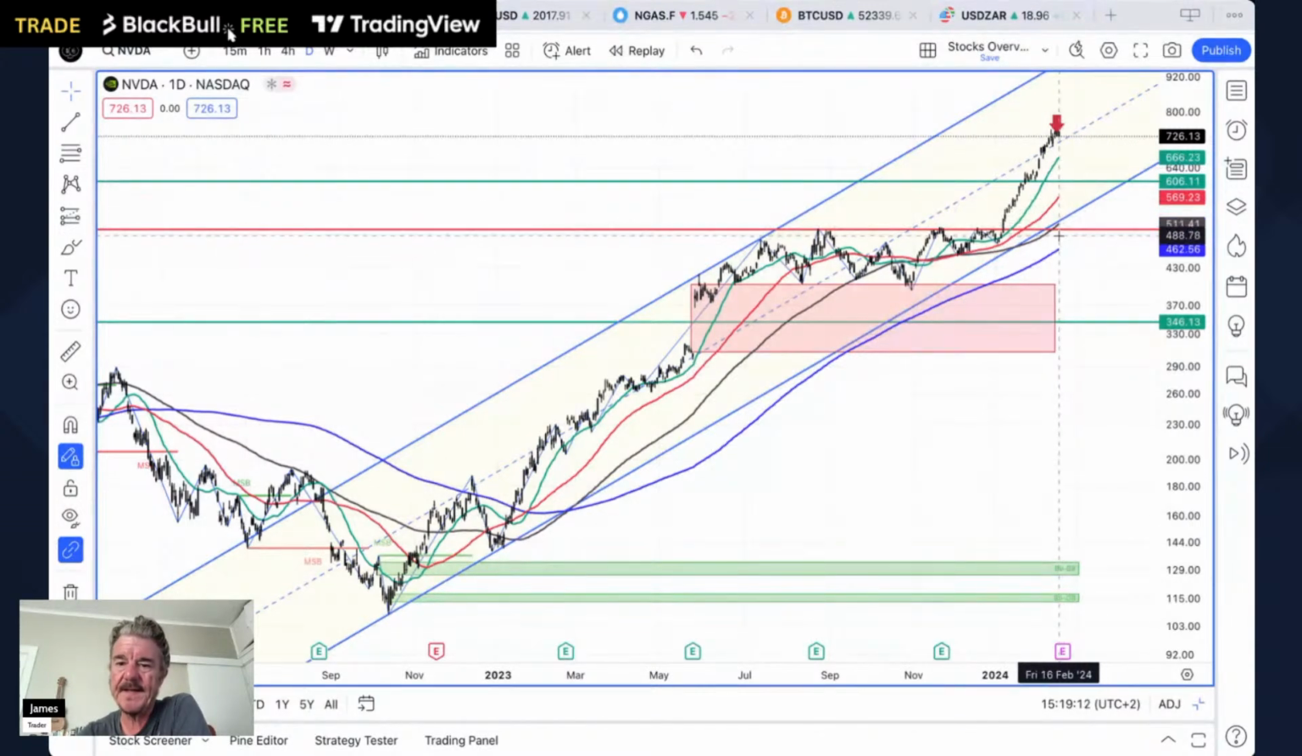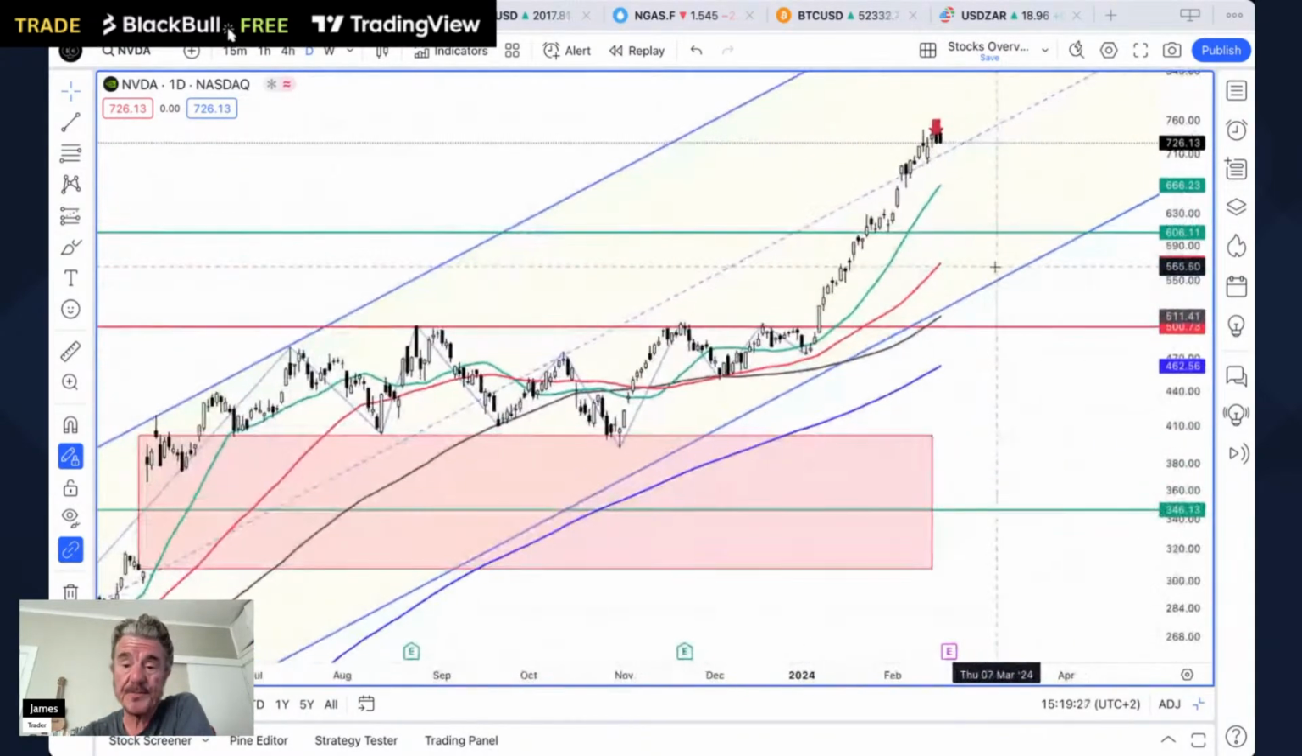Then we've got the 50, then the 100, then the 200, and then the big earnings gap below us. So let's see if we can get down to, first of all, 600, and let's say 600, that line there. And then this flat top breakout level. We've broken out. We have not looked back.